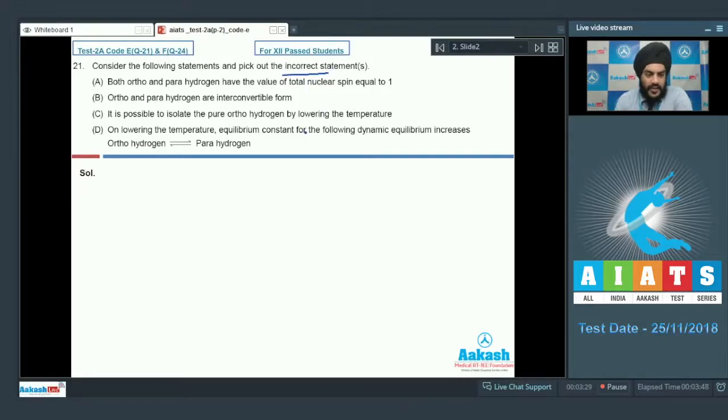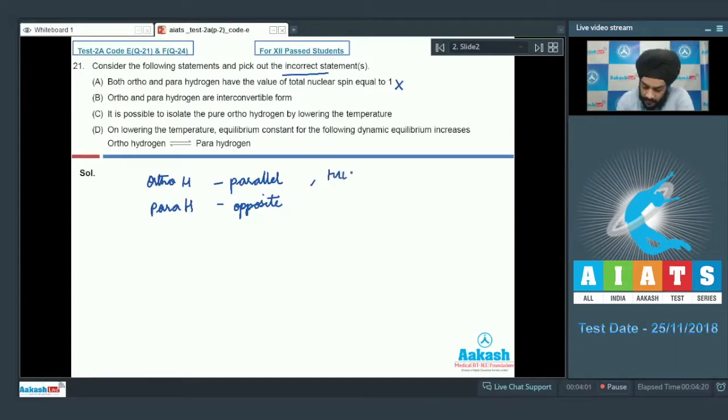So let us look at the first option, option A. Both ortho and para-hydrogen have the value of total nuclear spin equal to 1. Students, this statement is incorrect. The ortho hydrogen has parallel spins, whereas the para-hydrogen has opposite spins. So what will happen is, in the ortho hydrogen, the parallel spins will add up and then it is going to have a total nuclear spin equal to 1.